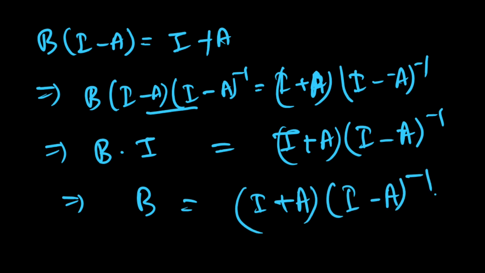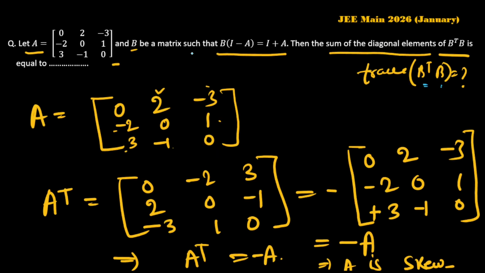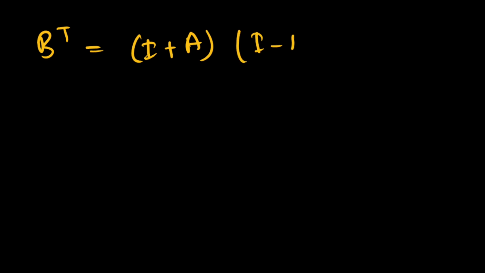Next we find B transpose because we need the trace of B transpose B. We have only B here, so now we find B transpose. So B transpose is equal to (I plus A) multiplied by (I minus A) inverse, the whole raised to the power transpose.